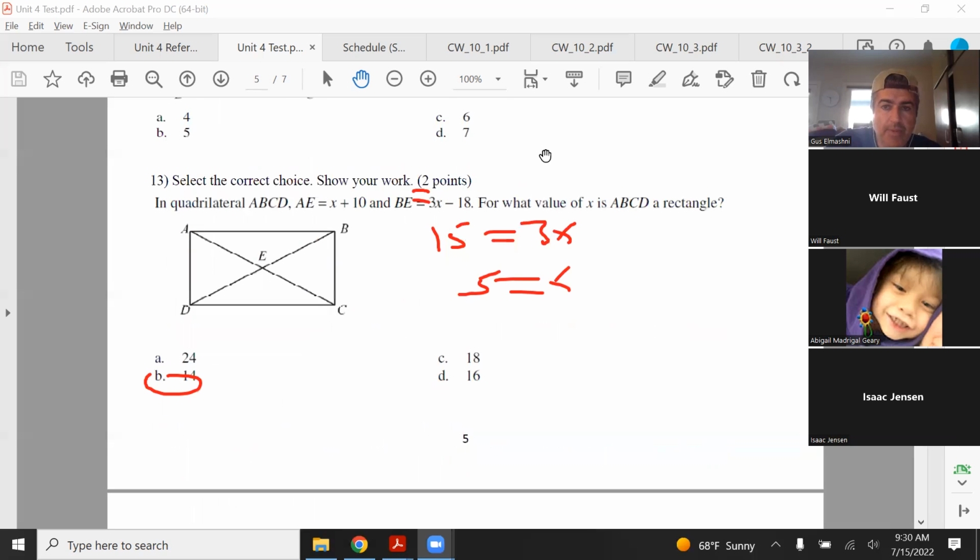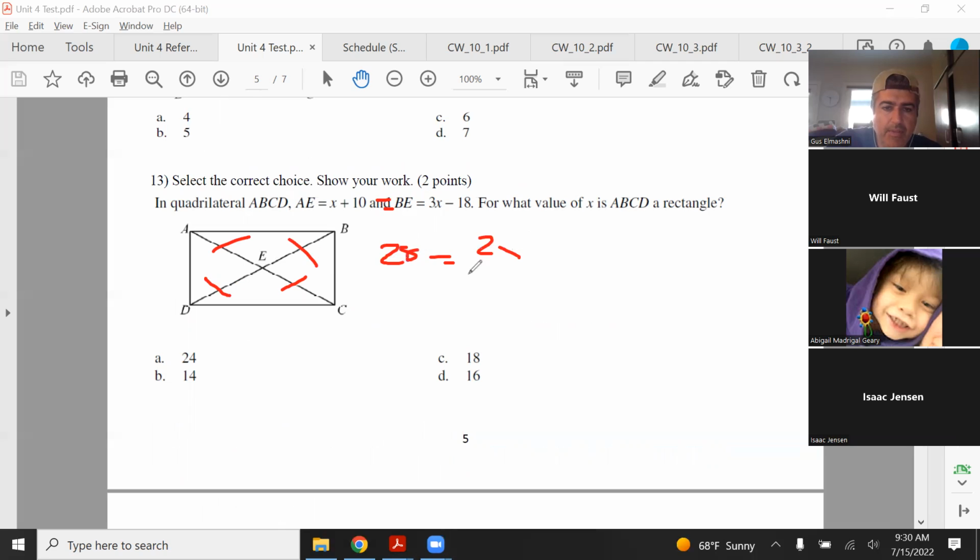Number 13, you want to force this to be a rectangle, and you're told that AE and BE are the same. Well, the diagonals get bisected. In fact, diagonals are congruent anyway. So I probably could just do one marking on each of these. So these are going to be equal as well. If you do that correctly, you should get 28 equals 2x. X is 14. You should get B again. This page went fine for everybody, I believe. So that's good.